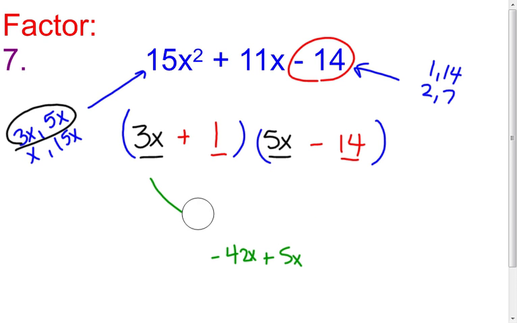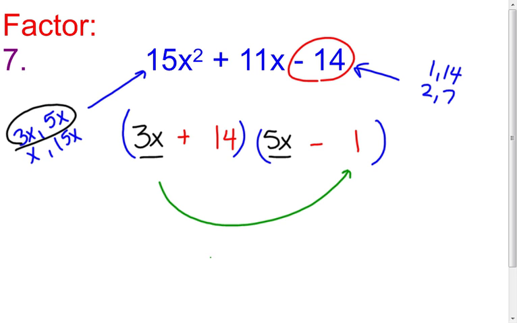Okay, so now I'm going to switch the 14 and the 1. Okay, so notice I've left the 3x and the 5x, and I'm just switching the backs right now. 14 and 1. Okay, on the outsides, I'll have negative 3x. On the insides, I will have 70x. And again, that does not make 11x like I need in the middle. So, now I'm going to leave the 3x and the 5x. I'm not touching the 3x and the 5x. 14 and 1 does not appear to be it. So now I'm going to try 2 and 7.